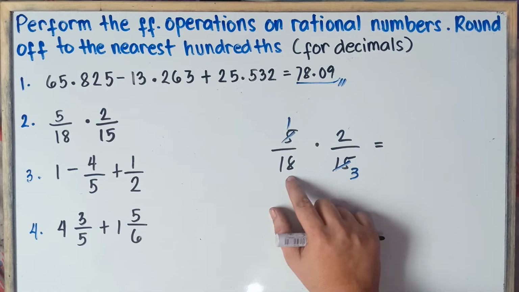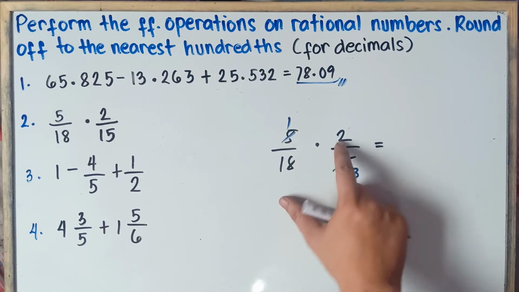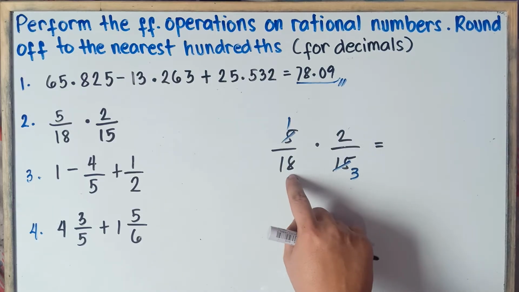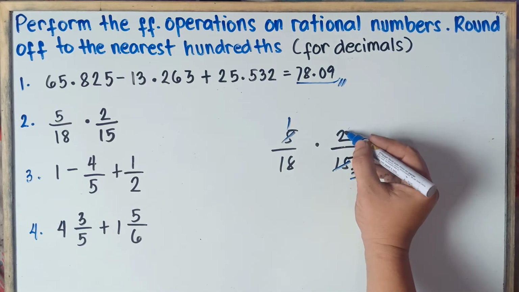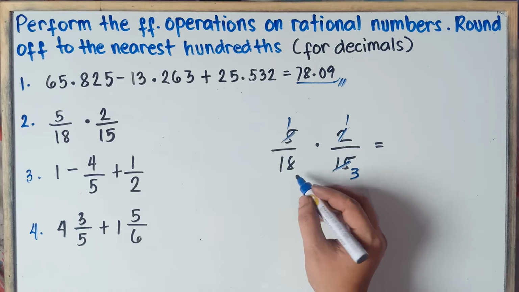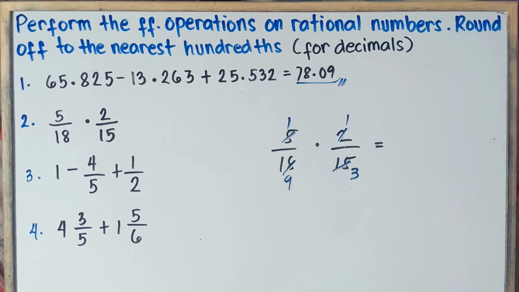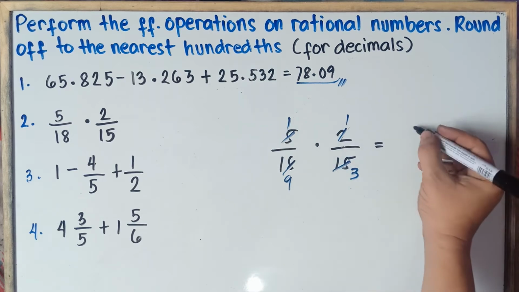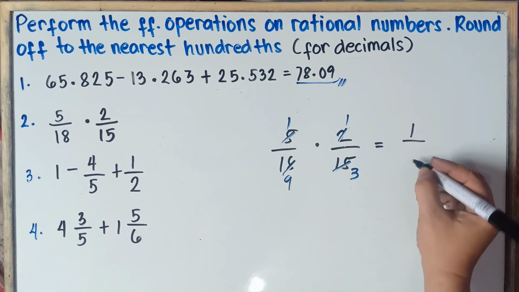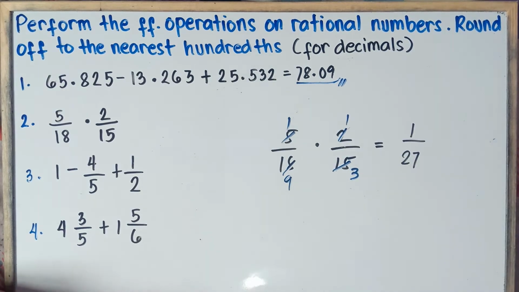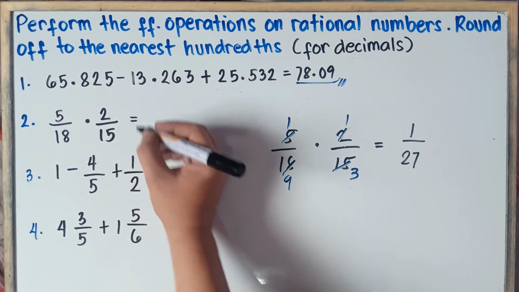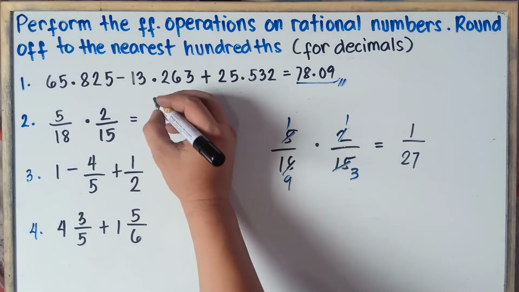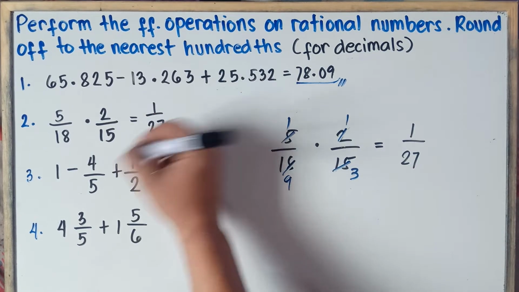18 and 2. What would be the greatest common factor, class, of 18 and 2? That's correct, that is 2. We can divide 2 by 2. We can also divide 18 by 2. So 2 divided by 2 is 1. 18 divided by 2, that's 9. And then simply multiply, class. 1 times 1 is 1. And then 9 times 3 is 27. And that would be our answer, class, for number 2. Easy, right? So simply do the crisscross, class. 1 over 27.